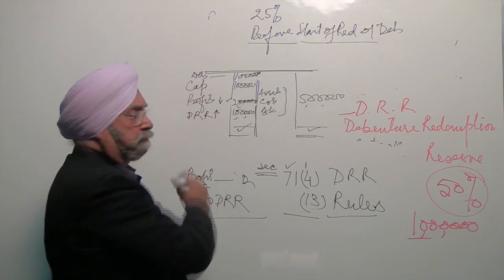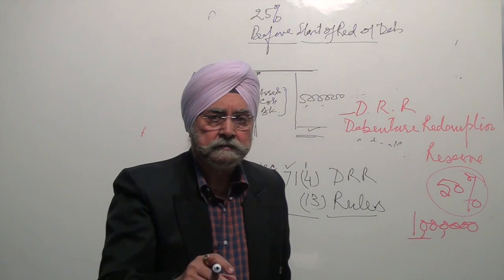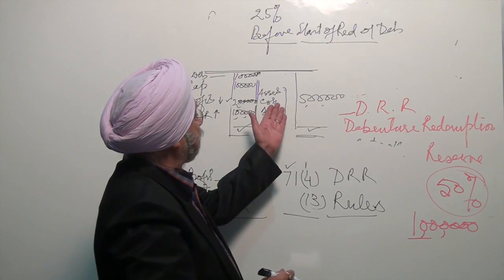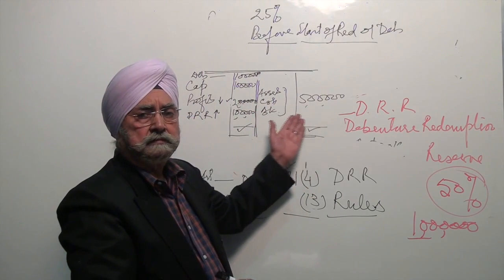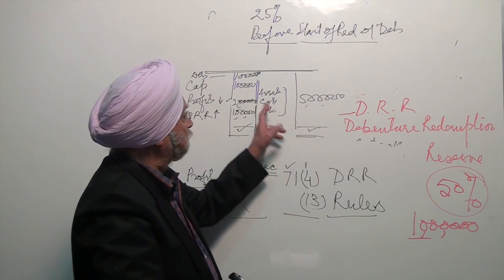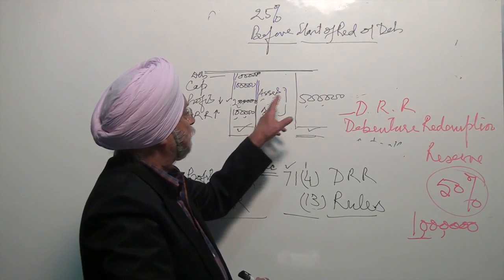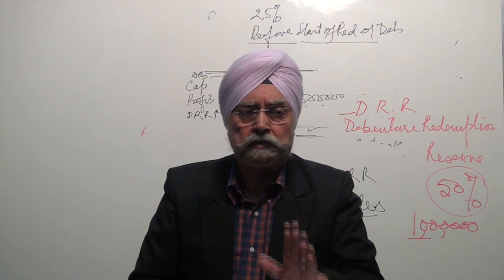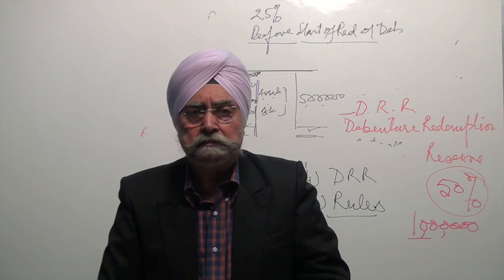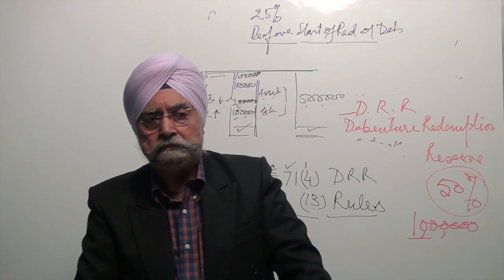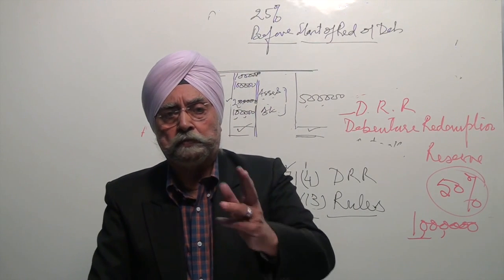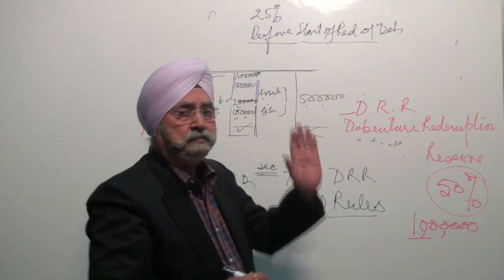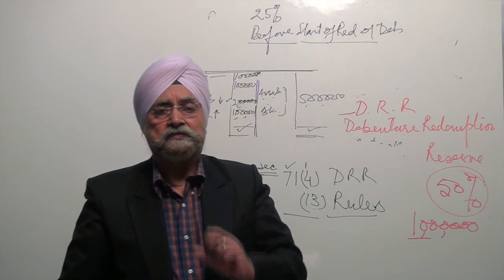Now, it may happen that on the due date, say on 15th of December, there is no money here. The money has to be paid from here, but there is no cash. The maximum money has been invested in assets. A building has been bought, a machine has been bought. You do not have money. So how to pay back the money? That is the problem which the companies faced.